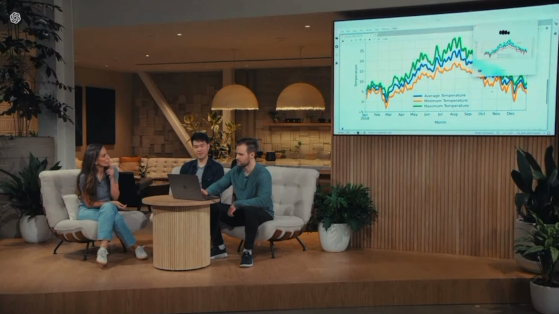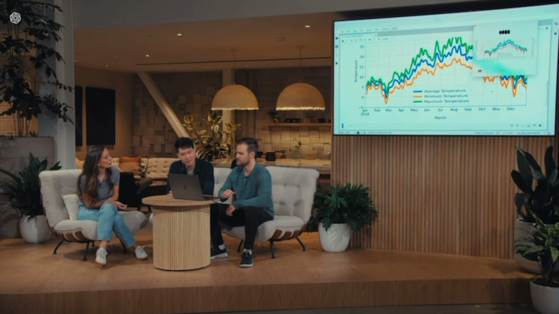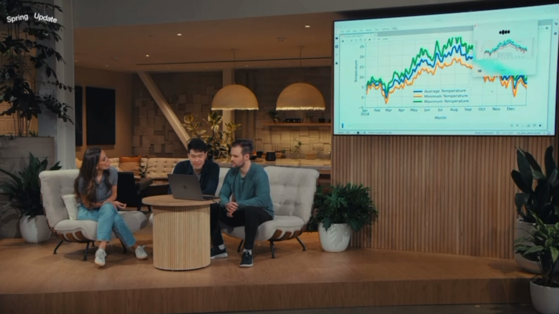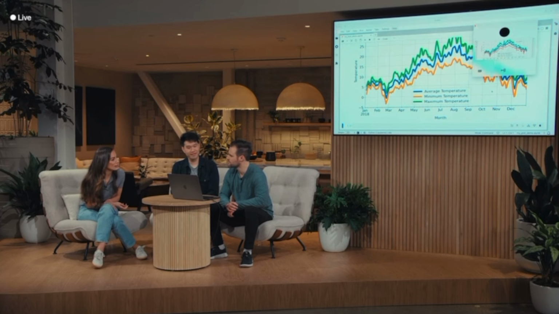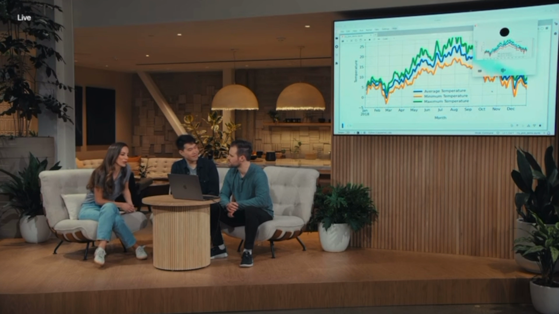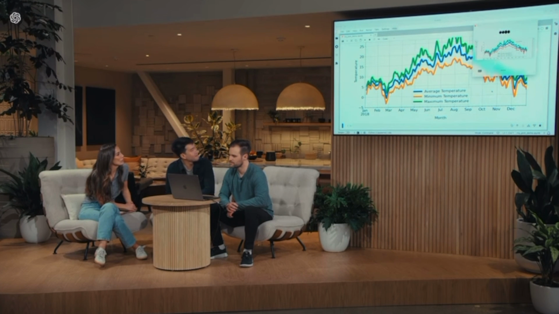The hottest temperatures occur around July and August. The maximum temperature during these months is roughly between 25 degrees and 30 degrees, 77 degrees Fahrenheit to 86 degrees Fahrenheit. What's going on with the y-axis? Is this in Celsius or Fahrenheit? The y-axis is in Celsius. The temperatures are labeled accordingly, such as average temperature, minimum temperature, and maximum temperature.